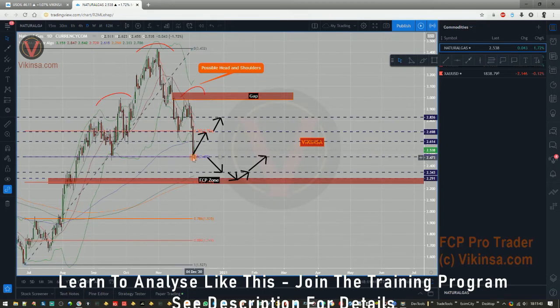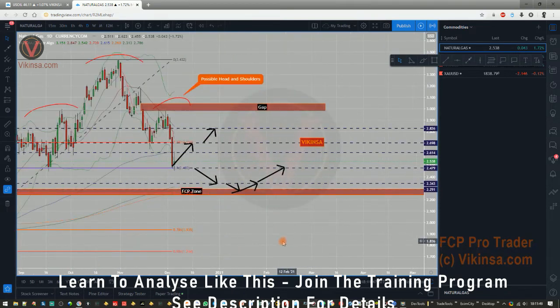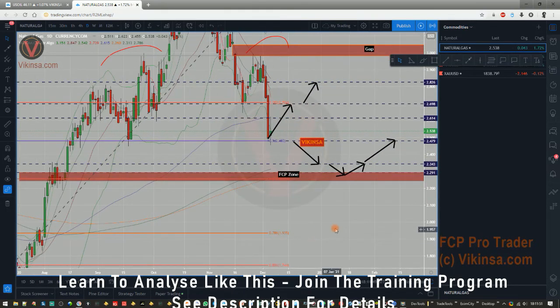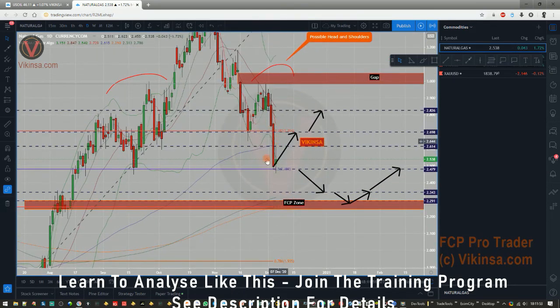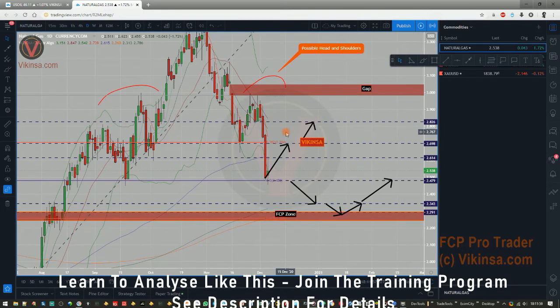So right now it is being supported by 50%, and the next one is going to be 61.8. The reason why it actually fell sharply from there is because this particular level was 38.2, which is an important level. When the market is breaking through an important Fibonacci level which was already tested, there was not much strength left in this level.